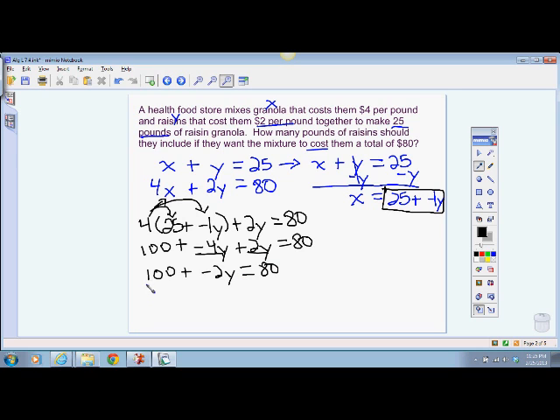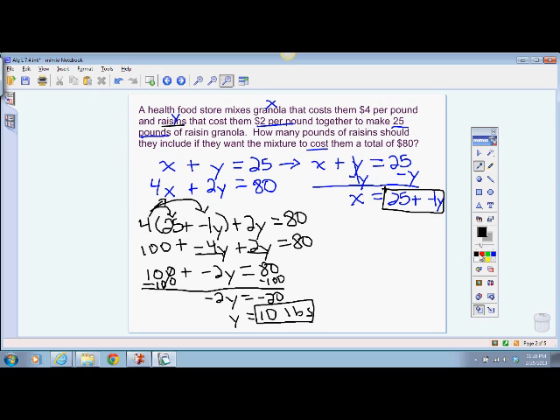And then subtract 100 off of each side. Just solving an equation like we know how to do. -2y equals -20, and then we divide both sides by -2, and we get +10. So this would be 10 pounds of raisins. Remember, our y represents raisins. Now if I go back to answer my question, it says how many pounds of raisins should they include? Well, that's my answer. 10 pounds. That's how many pounds of raisins we need.